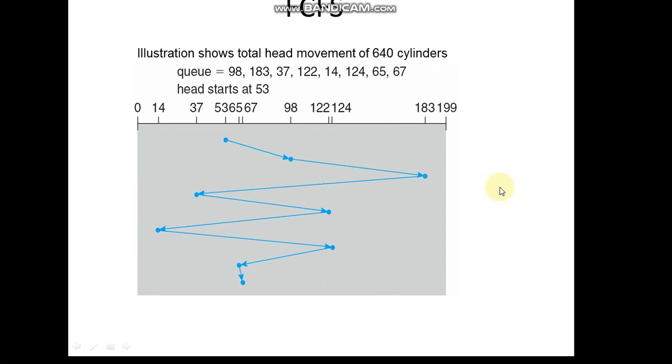So this is how the FCFS algorithm works for disk scheduling, and finally how to calculate the total head movement and average head movement. Based on this, we can compare the performance of the different scheduling algorithms.